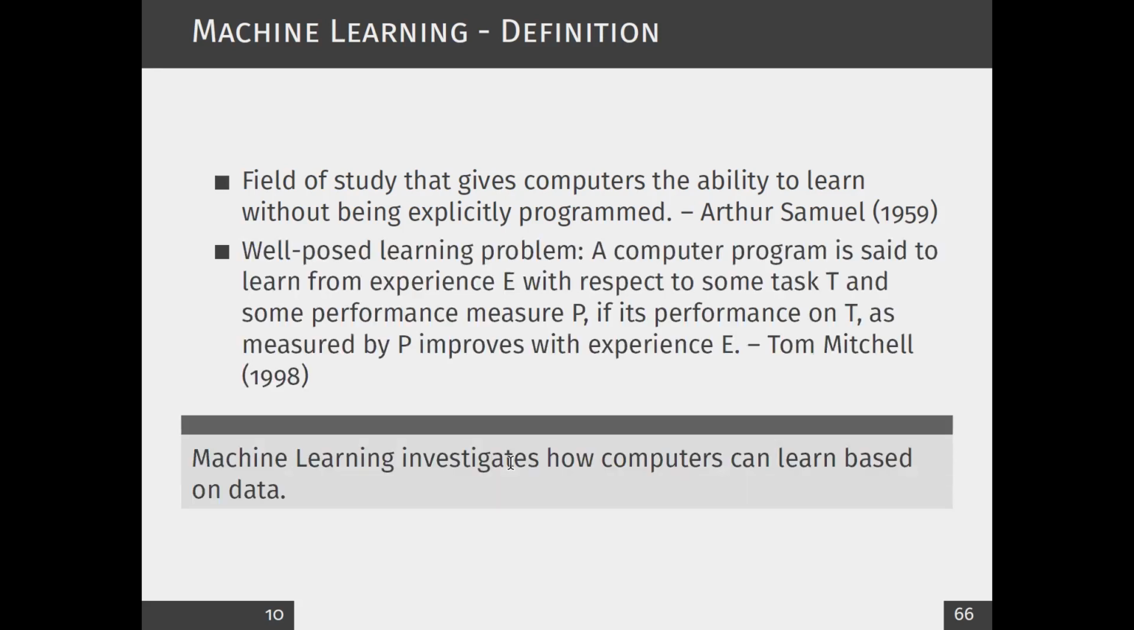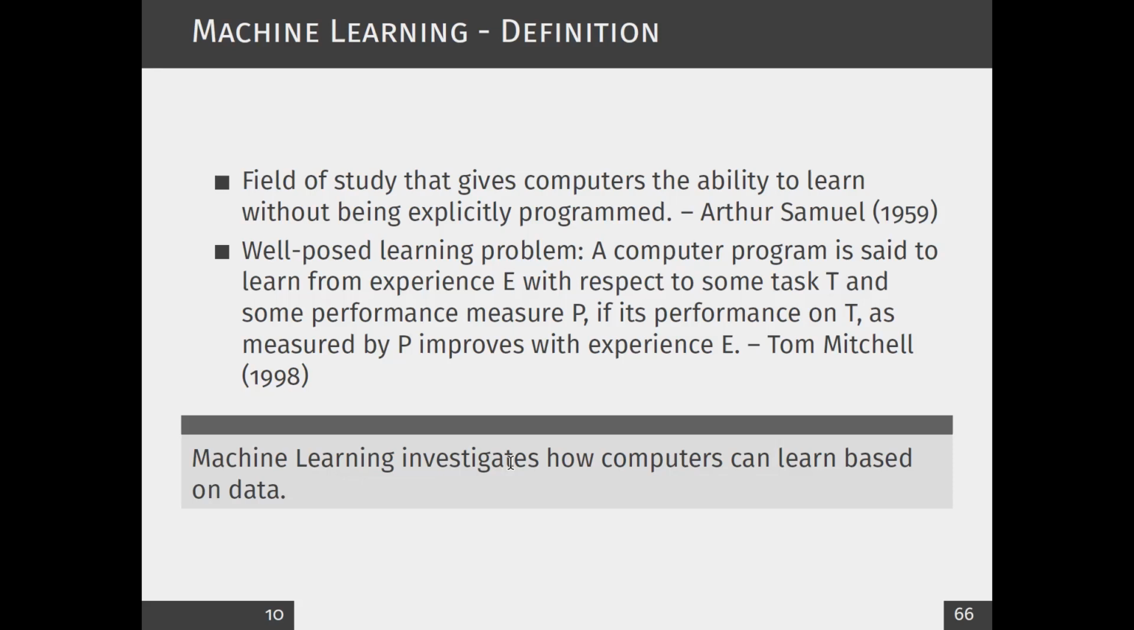And the second one is actually from one of the earlier researchers, Tom Mitchell. He's the one who actually wrote a machine learning related book, I think the first book on machine learning. So he generalized this idea of learning from examples. He said, a well-posed learning problem: a computer program is set to learn from experience E with respect to some task T and some performance measure P, and if the performance as measured by P improves with experience E.